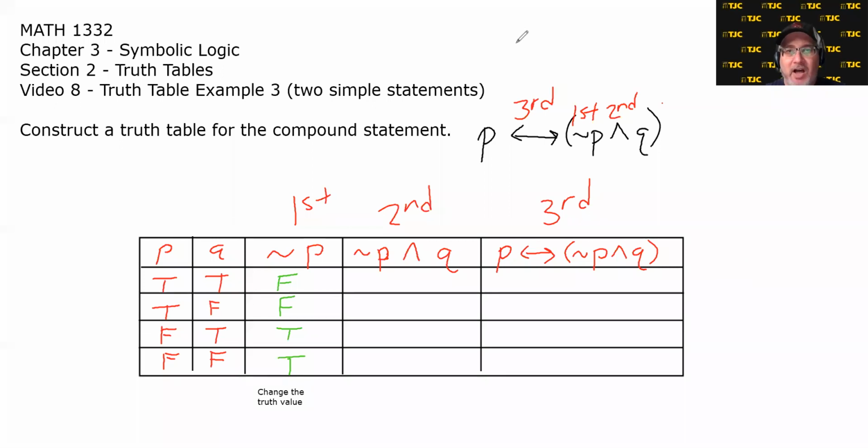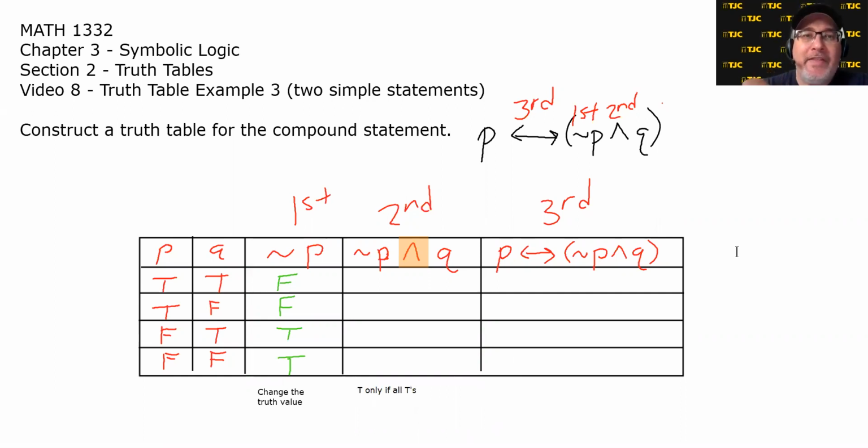Moving to the second column, what connective was the second column built around? It was built around this conjunction, which means we need the rule for conjunction. And what is the rule for conjunction? The rule for conjunction: true only if all T's. So that's the rule we're going to apply.